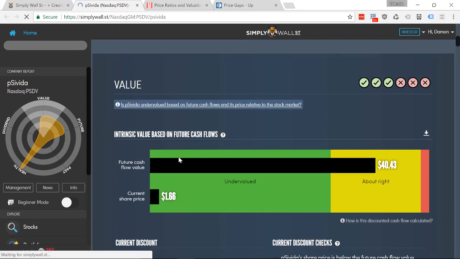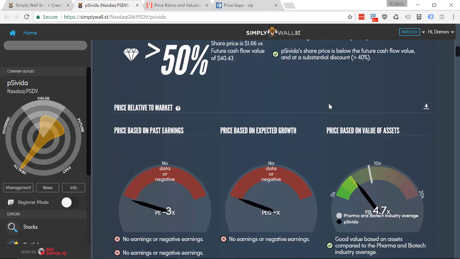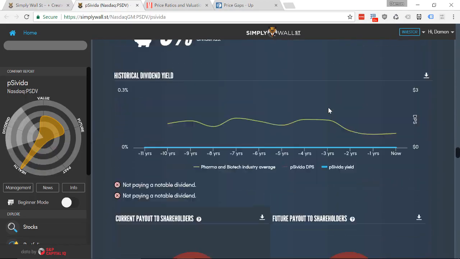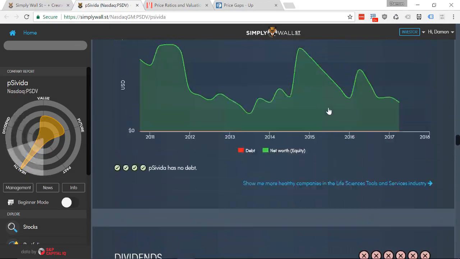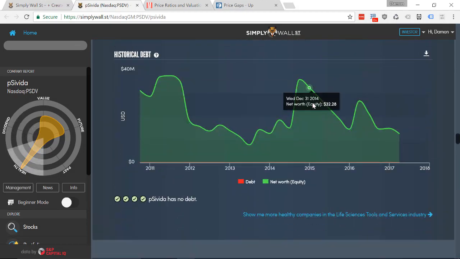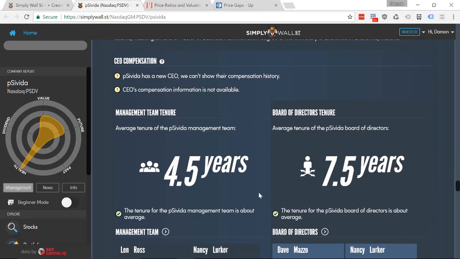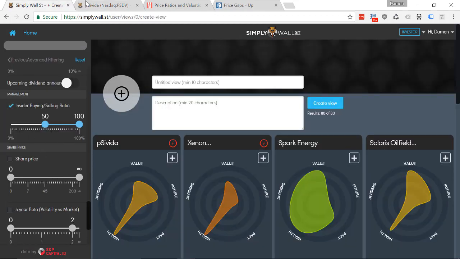So like we saw, we've got a huge discount here. It's trading at $2, but the discounted cash flow valuation puts it at $40. We put debt to equity as low, and I think we just skipped right by it. So there you go, no debt. And then we do have insider buying and no selling. So I think I was right in choosing that 50 mark.